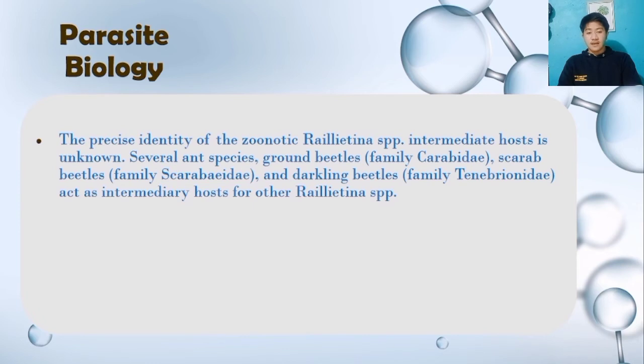So the precise identity of the zoonotic Raillietina spp. intermediate host is unknown. Several ant species, ground beetles of the family Carabidae, scarab beetles of the family Scarabaeidae, and darkling beetles of the family Tenebrionidae act as intermediary hosts for other Raillietina species.